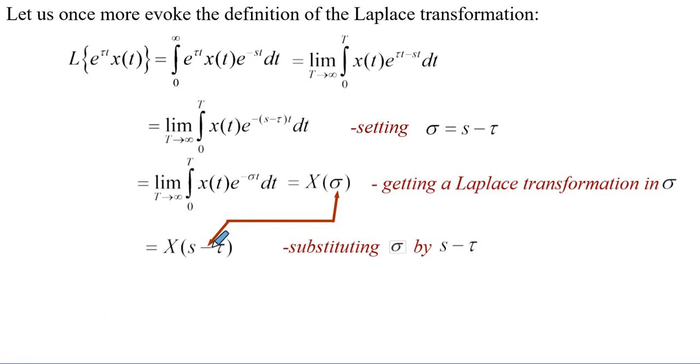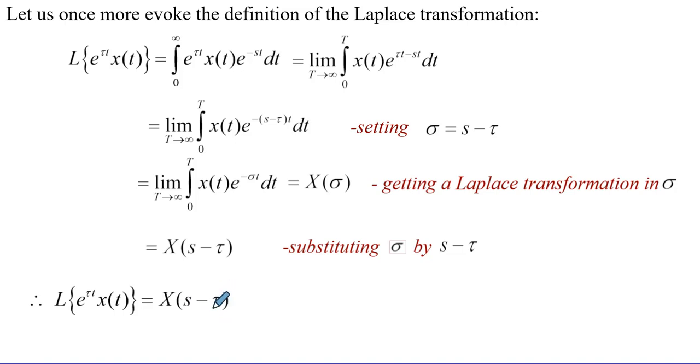So it's just the same expression, except that here we've got the Laplace transform expressed in terms of sigma, and here the Laplace transform expressed in terms of s and the tau, which is actually the scaling factor in the exponential function which is multiplying x of t. So what we're being told here is simply that the Laplace transform of such a signal will look exactly like the same Laplace transform of our x of t which you started with, except that it is going to be expressed in terms of s minus tau.